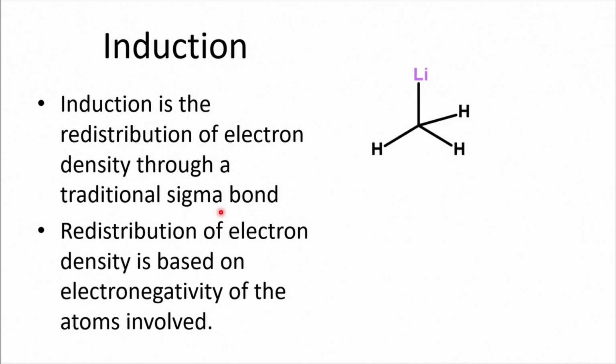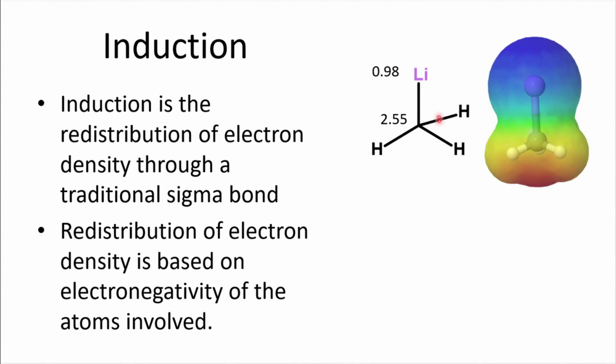So, let us look at an example here. This is methyl lithium. In this particular compound, lithium's electronegativity is 0.98, whereas the carbon's electronegativity is 2.5. So, between these two, which is more electronegative? You know, carbon is more electronegative. So, the carbon is more electronegative than the lithium.